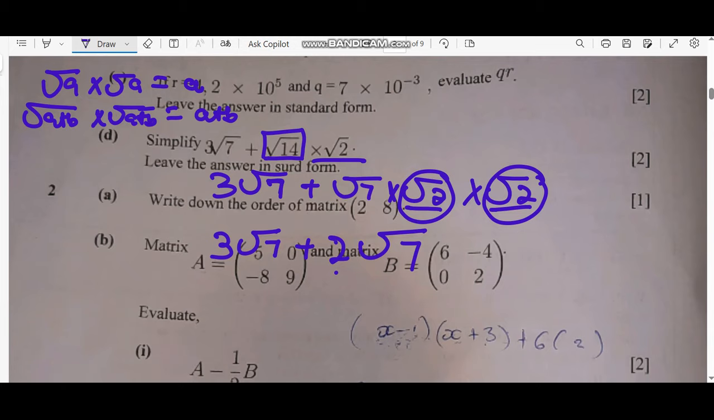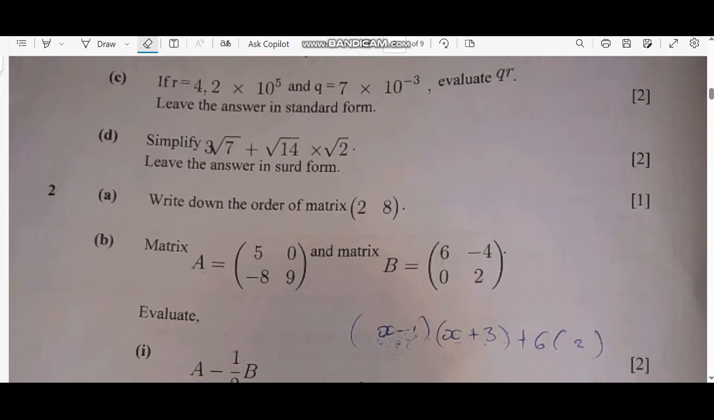So because we have like terms, we are going to take 1. We add 3 plus 2, and you obtain 5. Then root 7 and root 7 we take as 1. So it will be 5 root 7. This is the correct answer.